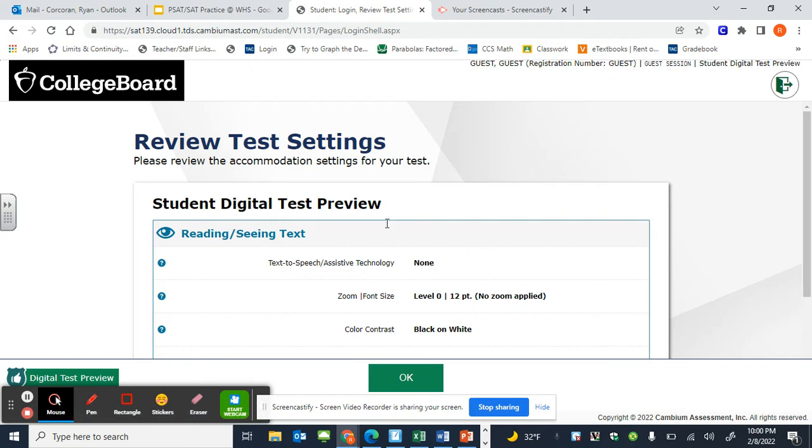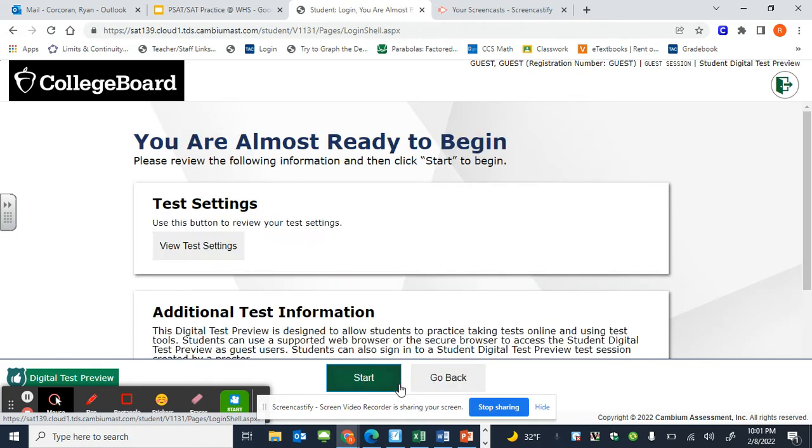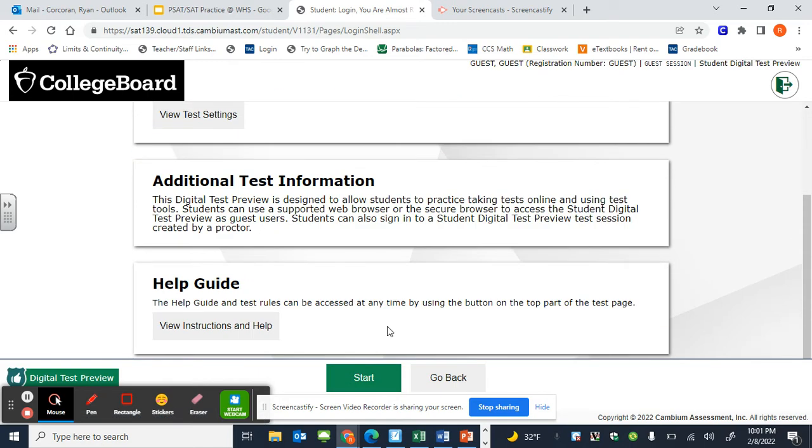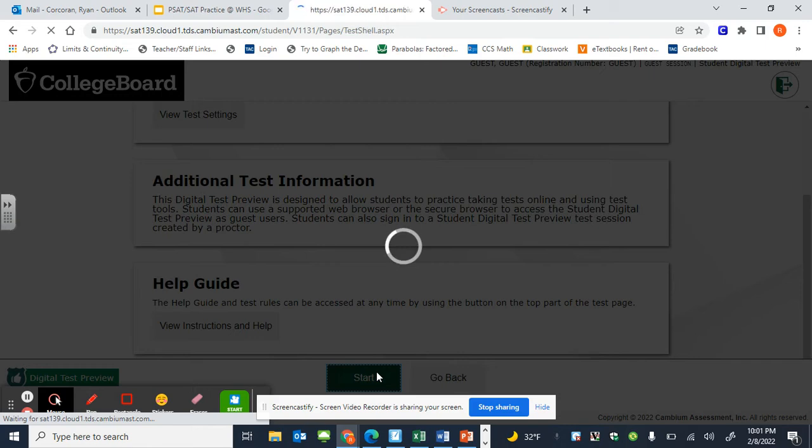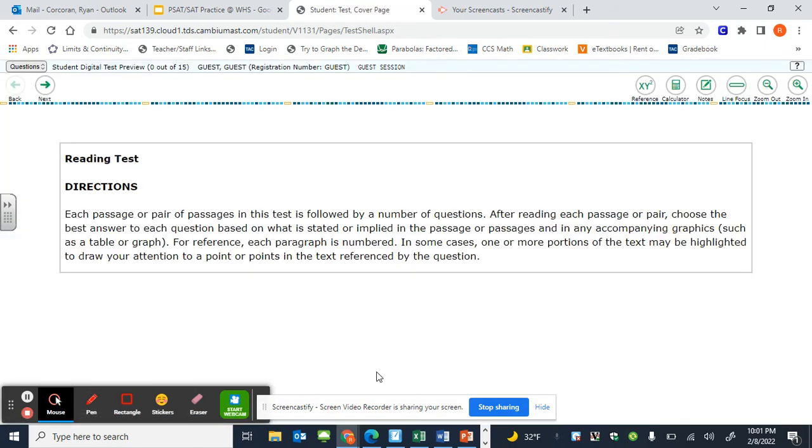Again, for the test settings, it goes on what we have here. Students with accommodations will probably have somebody working with them on the settings. The majority of your students aren't going to be having accommodations. So we're going to click start. And again, the goal of this is not to practice the specific SAT style questions, but to get an idea of what the test is going to look like.